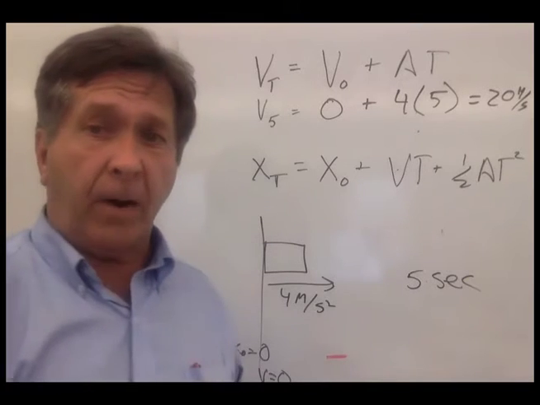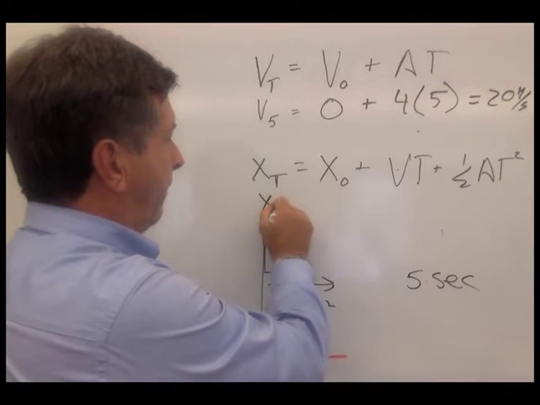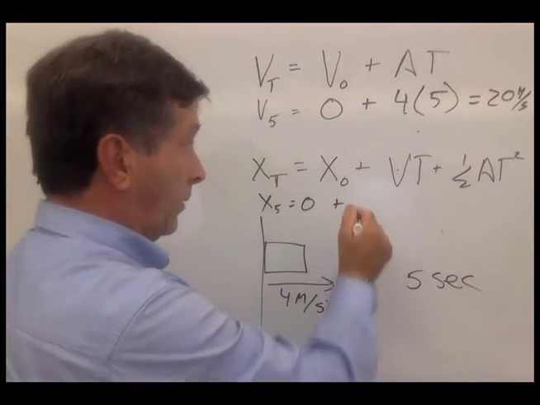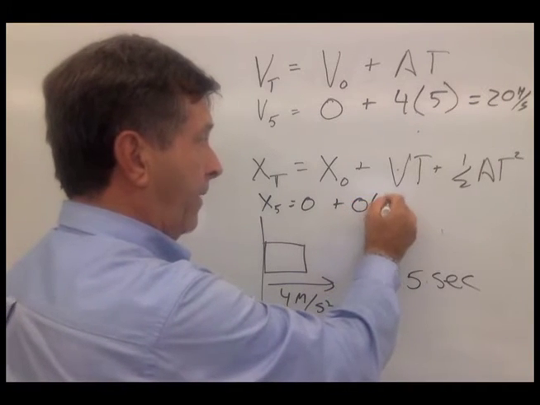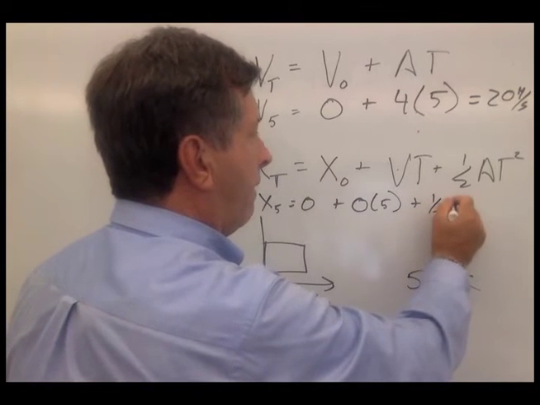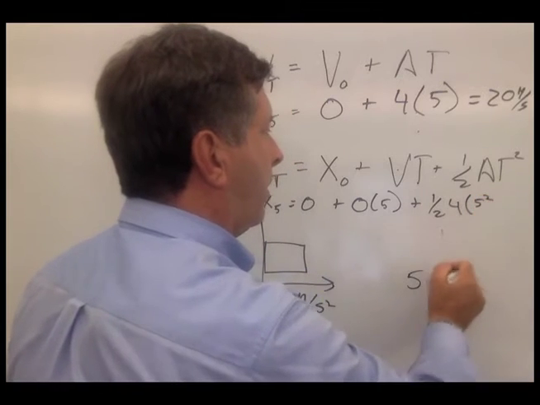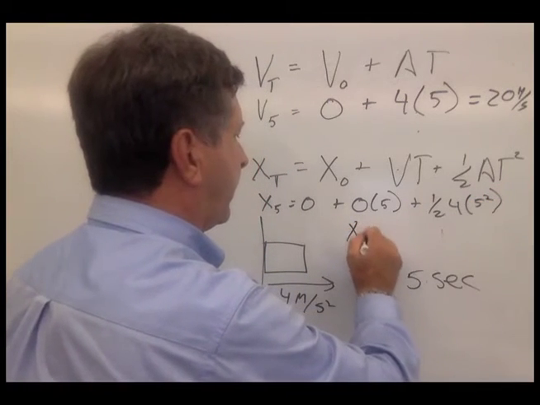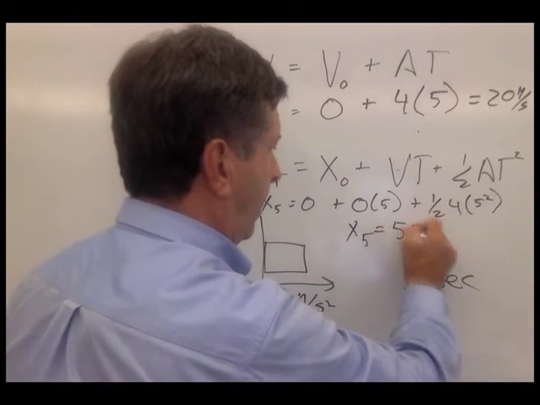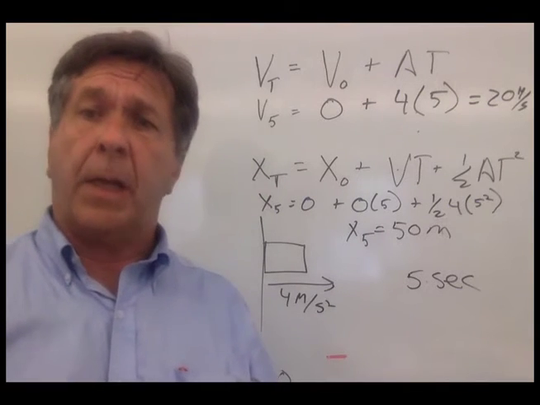Now let's look at how far he's gone in 5 seconds. X at time t, x at 5 seconds is equal to 0 plus my initial velocity, which was 0, times 5, plus 1/2 times 4 times 5 squared, which means his x at time 5 is going to equal 50 meters. That's all there is to using these equations.